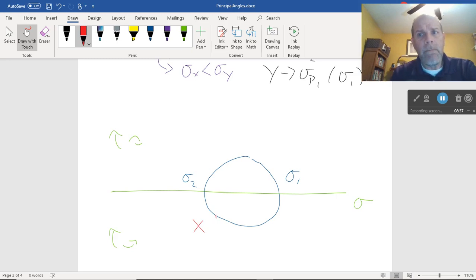So there's my x point, because x has to be to the left of the center. Less than is to the left, right? Here's my y point. Here's my diameter that connects the x and the y points.